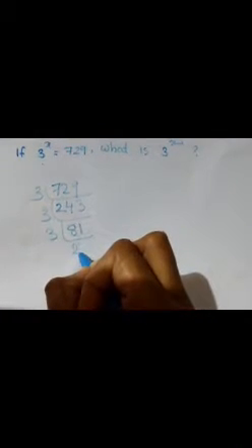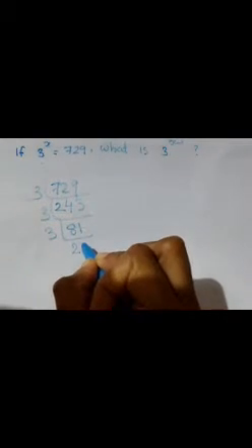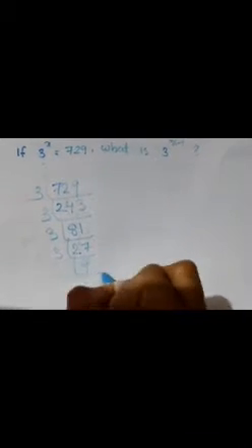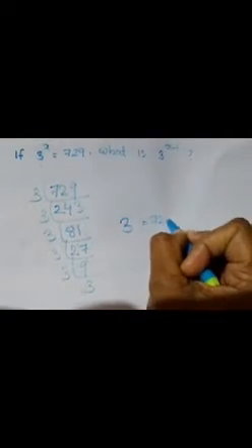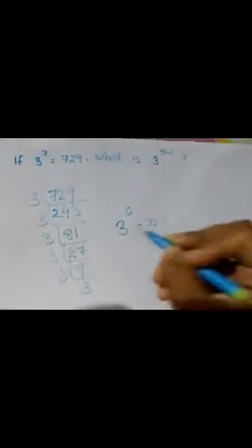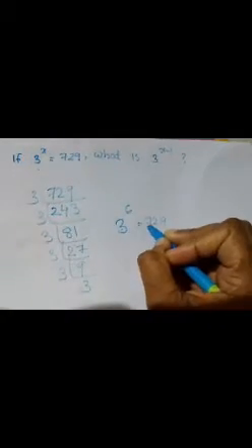2 3s are 6. 21. 7 3s are 21. Again 3. 9 3s are 27. 3 3s are 9. Then 3 raised to how much power is 729? Yes, that is right. 1, 2, 3, 4, 5 and 6. So 3 raised to 6 is 729.